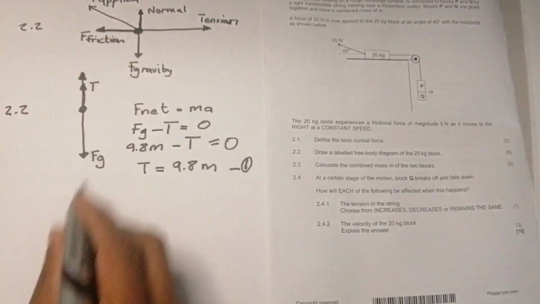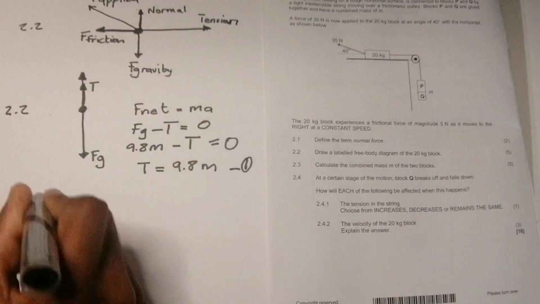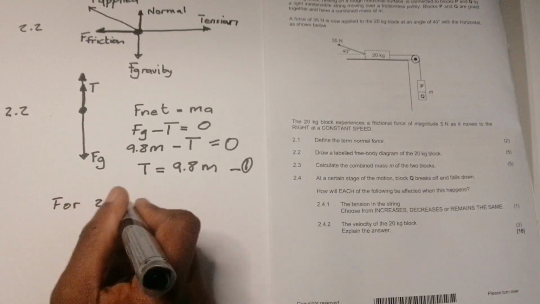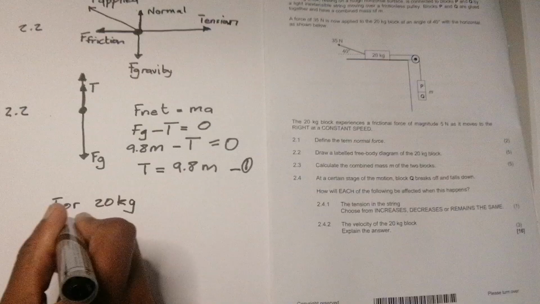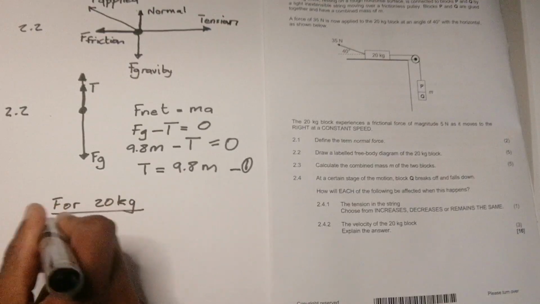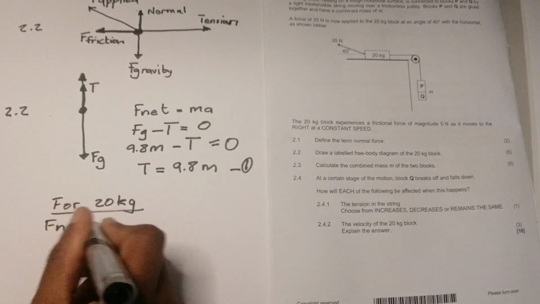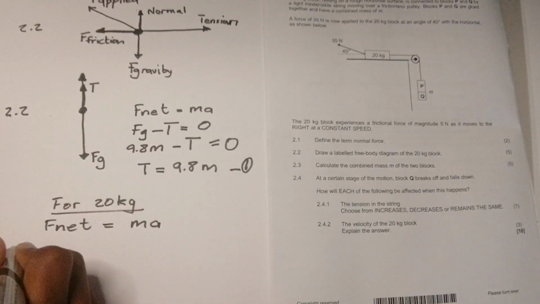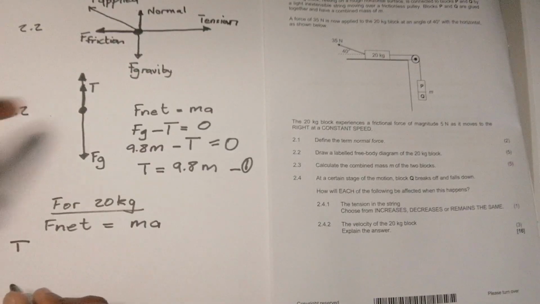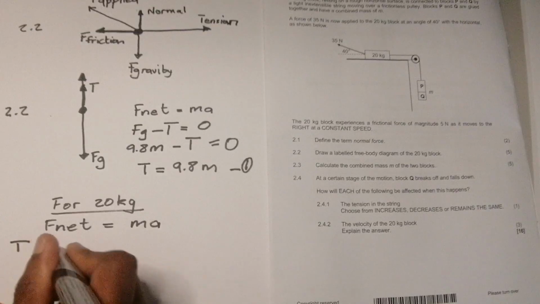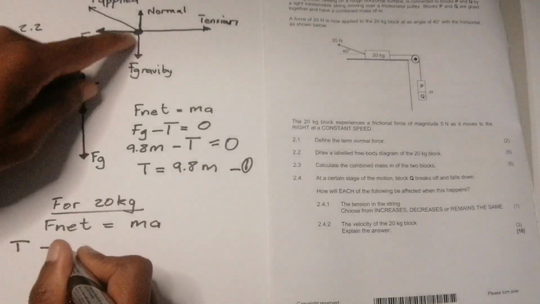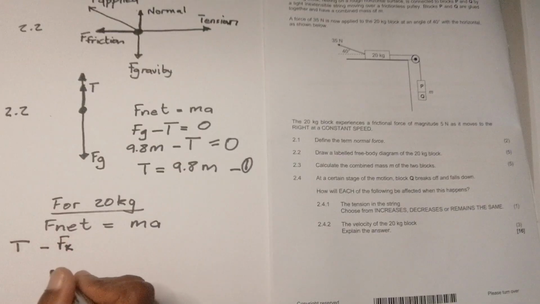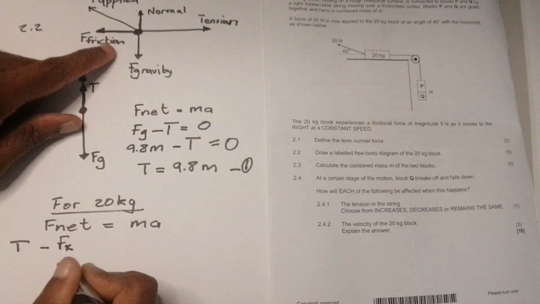So I'm going to say, once this is now for 20 kg, for 20 kilograms, F net is equal to MA. But once again, what do we have? We've got tension minus the frictional force. Okay, if you've been following what I'm doing.